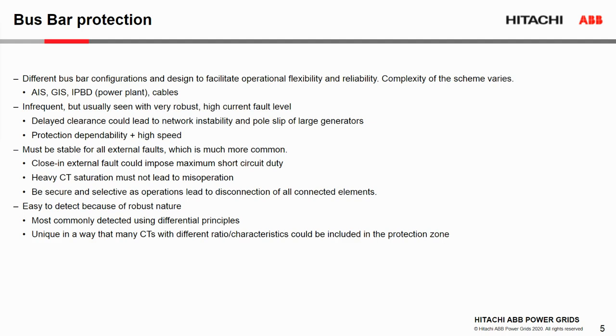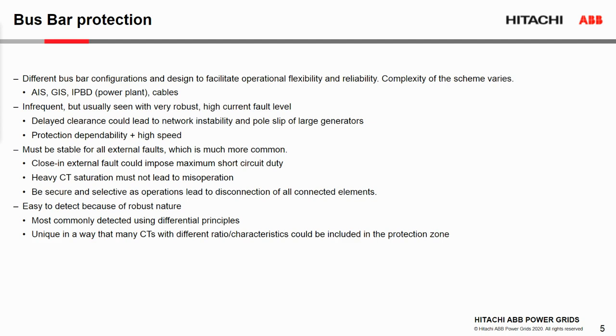Faults on busbar are infrequent. It doesn't happen very often because the busbar is located inside the fence of a substation. However, when it happens, it's usually very robust with very high current levels. So any delayed clearance of the busbar fault, especially when it's close to a strategic generation asset, could lead to network instability, pole slip of large generators. That's why fast clearance, especially on high voltage busbar substations, is mandatory.